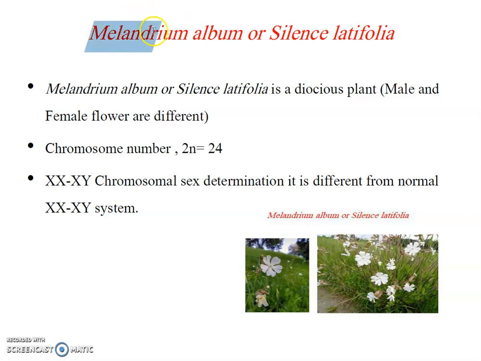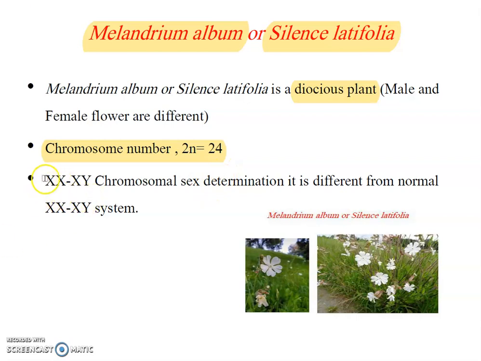In Melandrium album or Silene latifolia, this is a dioecious plant. In this dioecious plant, male and female flowers are on different branches. So it is called a dioecious plant. The chromosome number in these plants is 2n equal to 24. This is the diploid number, 24, and haploid is 12.